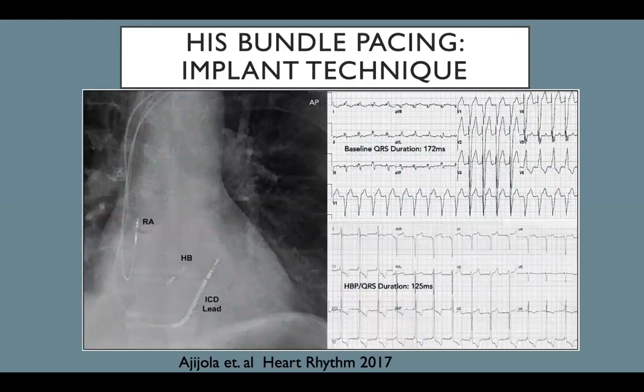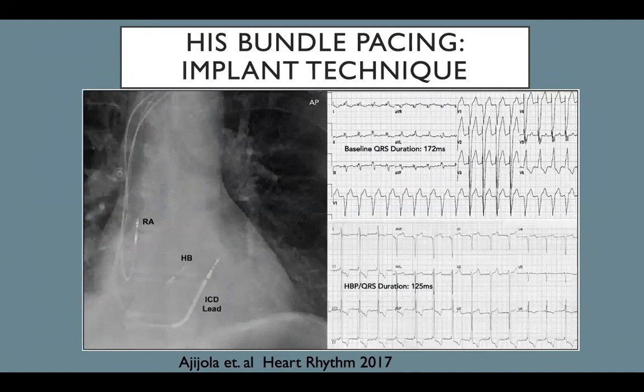Essentially, this slide illustrates that. If you look at the X-ray on the left, you can see two leads that are pointing up. One is the defibrillator lead, and then you have a pace sense right ventricular lead that's going right up to the His bundle, labeled HB, and then the atrial lead up there. So essentially, you put in a separate pacing lead to achieve His bundle activation.